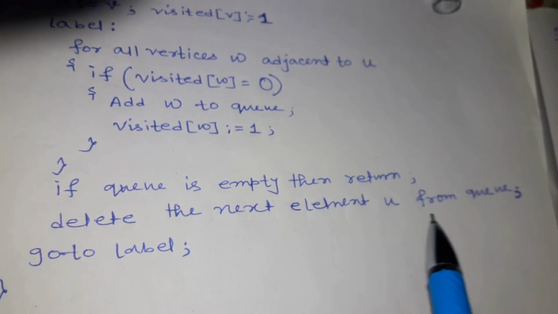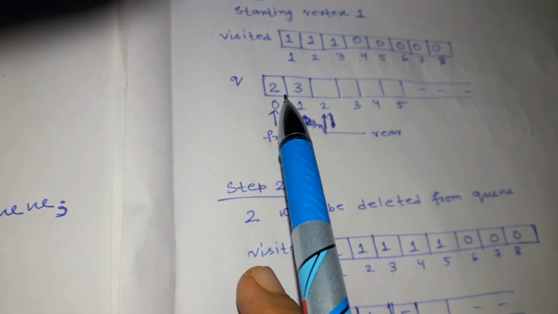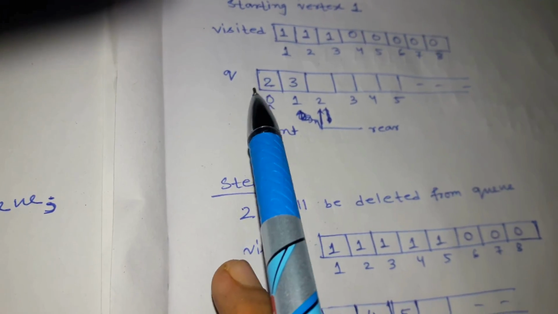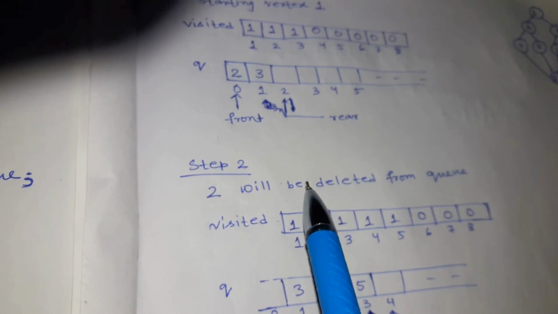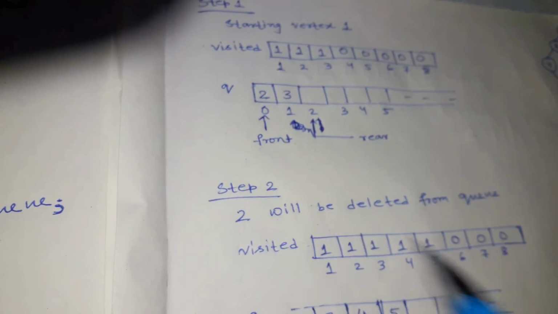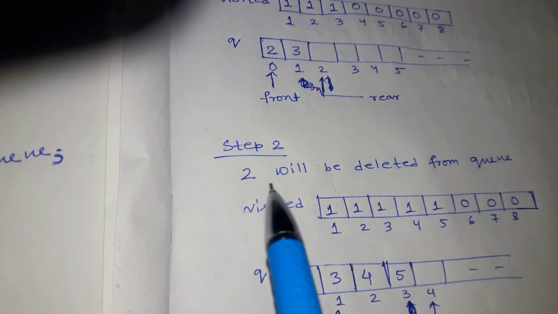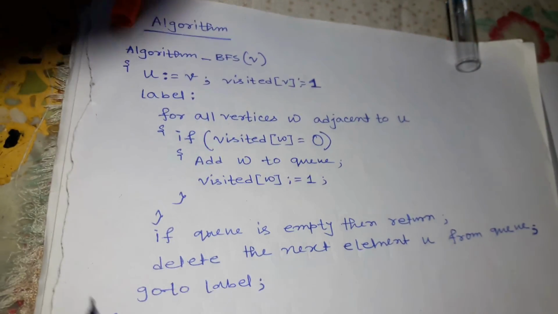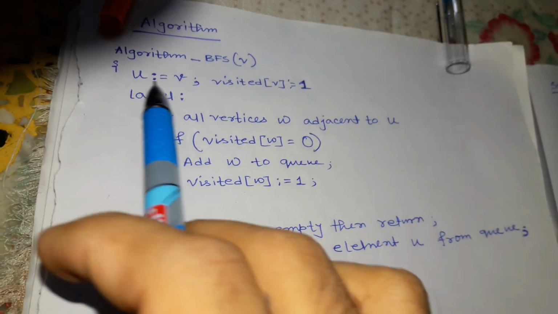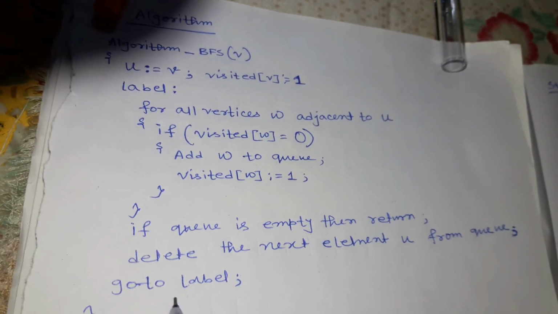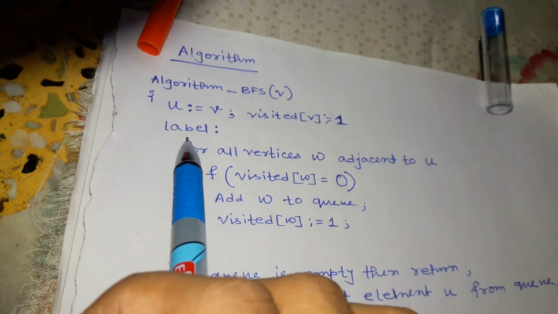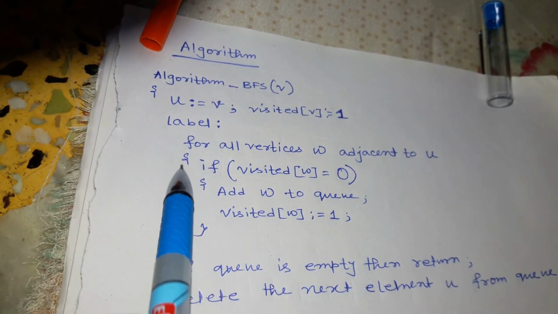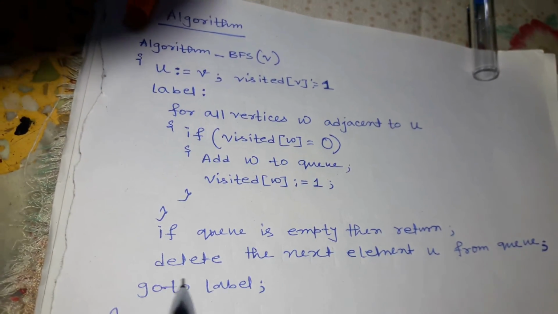Then delete the next element U from Q, means U will be updated to the element that will be deleted from the front part of the Q from step 1, means 2 will be deleted from the front part of Q from step 1. Then now U equals 2. Then we will apply the same process, means control will go to the label L using go to, then control will execute from the label to the bottom correspondingly.